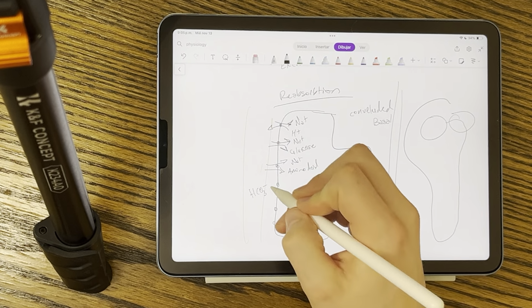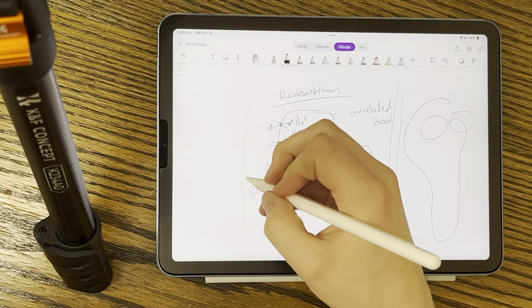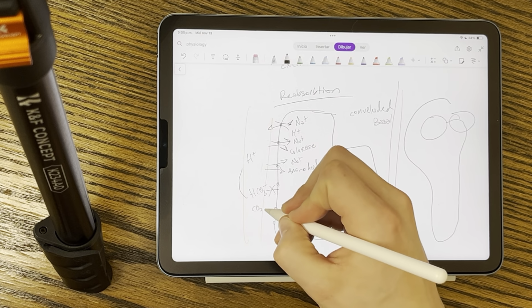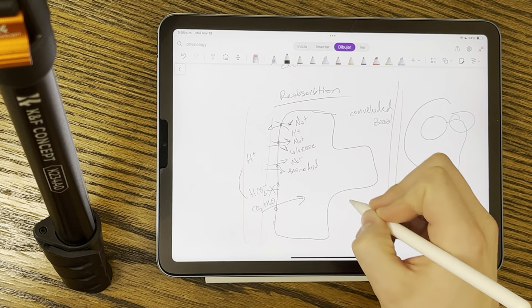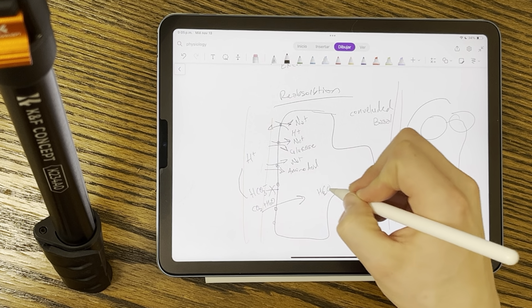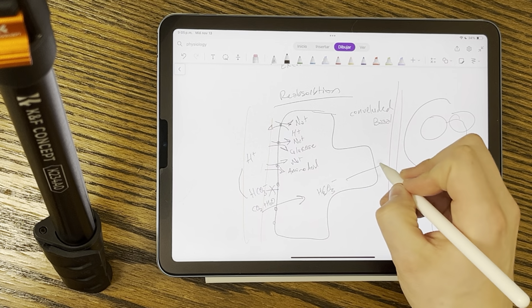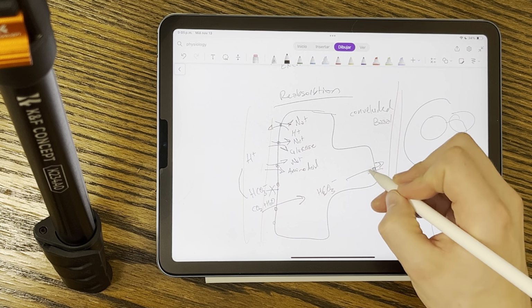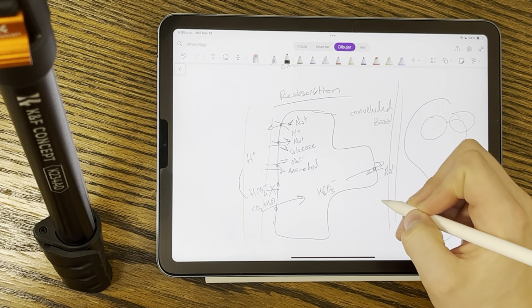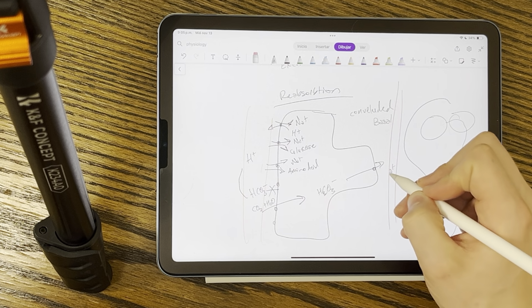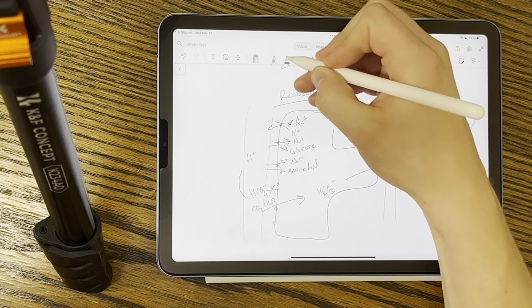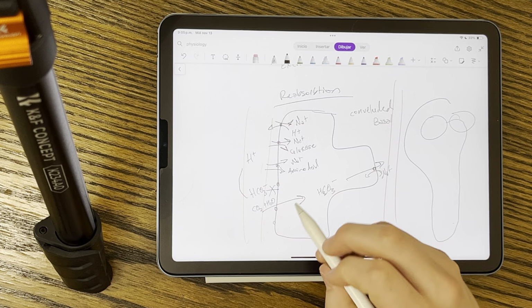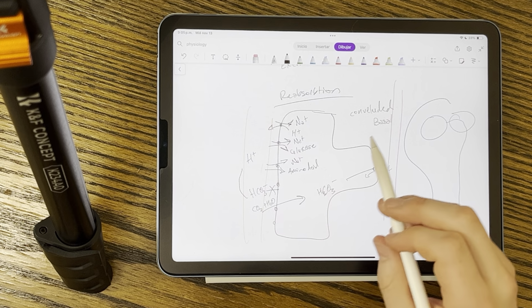Then we also have HCO3 minus, which can't pass through, but it mixes with hydrogens to become CO2 and water, which can then readily pass through the membrane, and it can form HCO3 minus again inside the cell, which gets pumped out, along with sodium coming back in. So that's in the convoluted tubule.